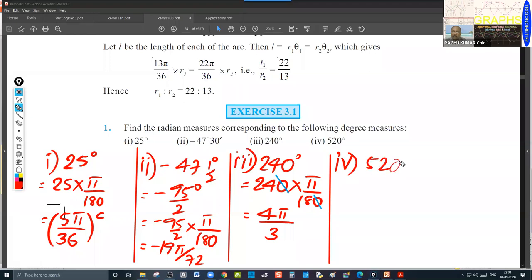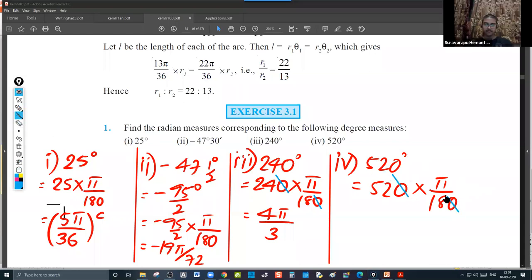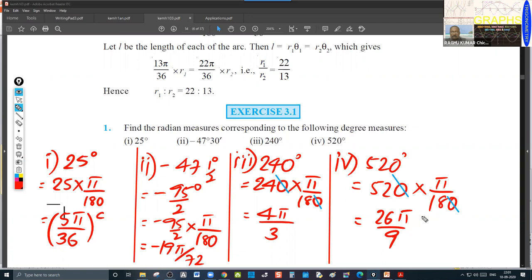520 degrees, simple, is equal to 520 into pi divided by 180. Come on, tell me now. You know, 26 pi by 9. Correct. I did not write radians because we already converted it. When it is mentioned in pi, it is obviously radians only. Is it clear, Sriram? Yes, sir.